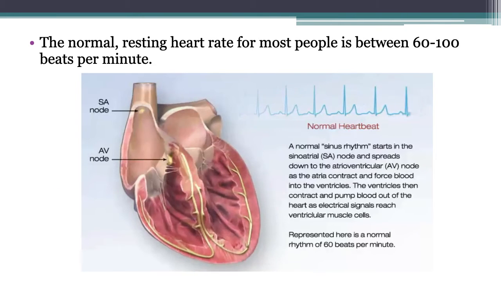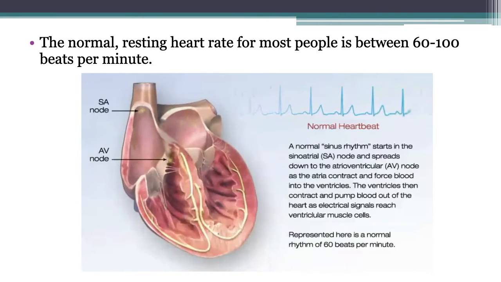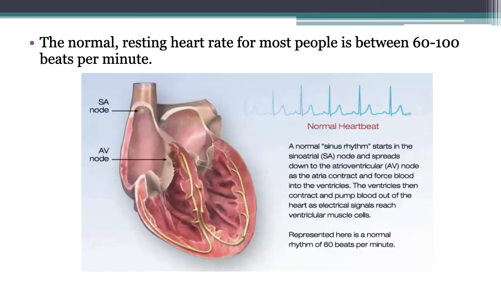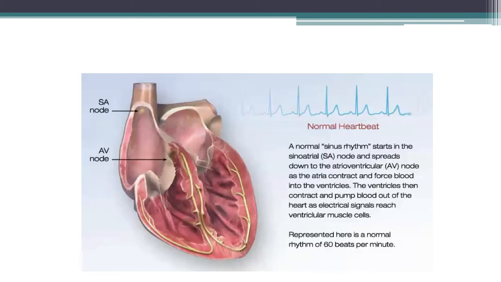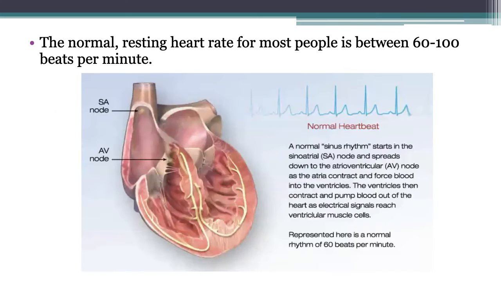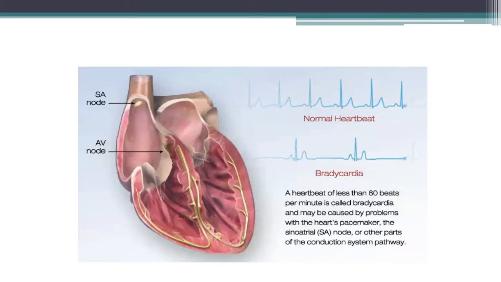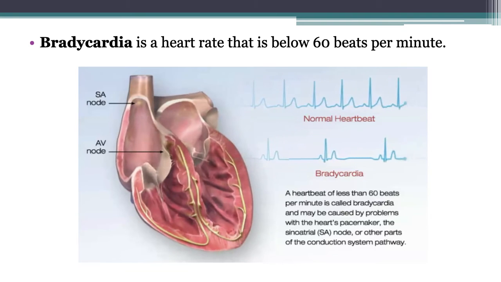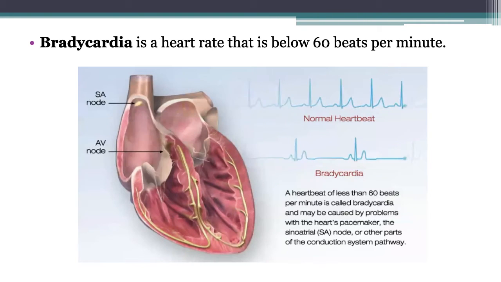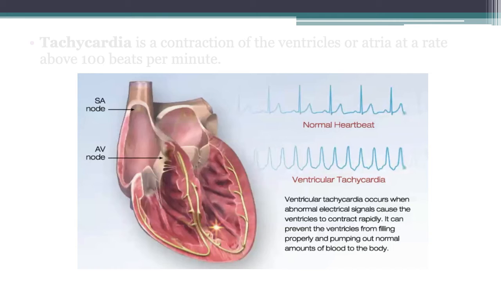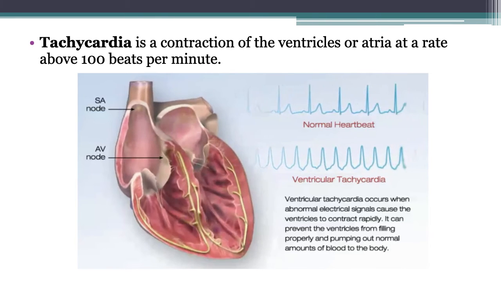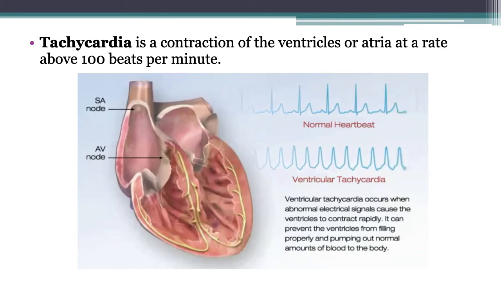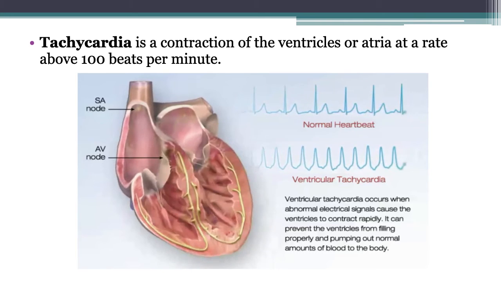So the normal resting heart rate for people is between 60 and 100 beats per minute. All right, and we see right here, normal heartbeat. Bradycardia is a heart rate that is below 60 beats per minute. And tachycardia is a contraction of the ventricles or atria at a rate above 100 beats per minute.